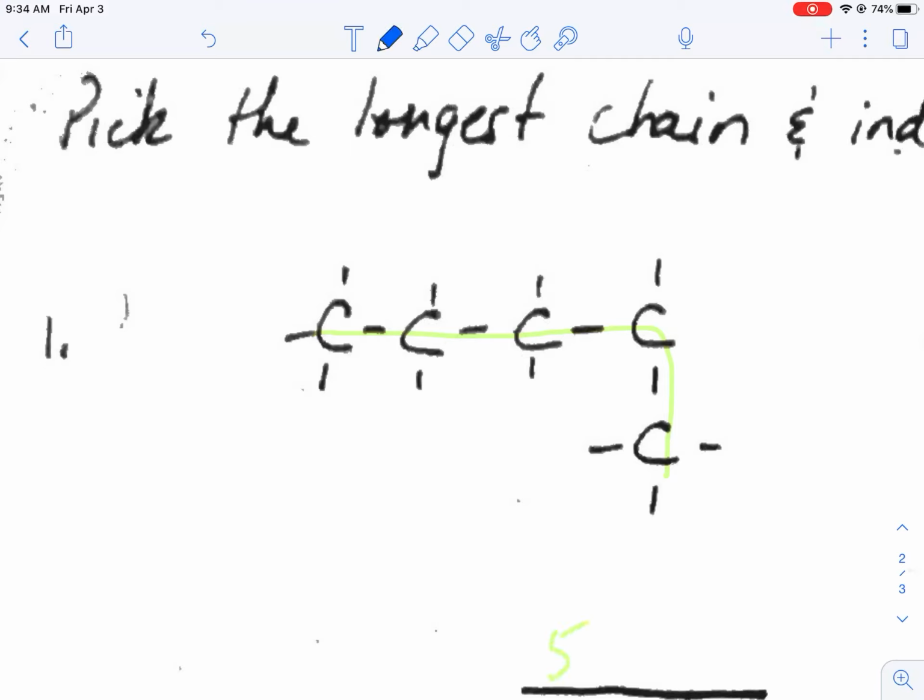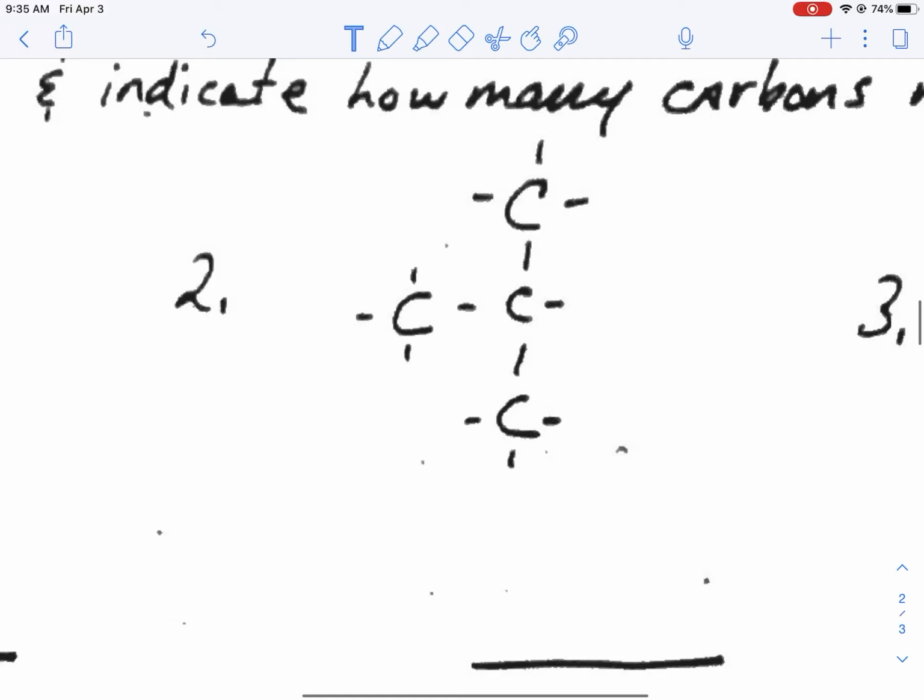All right, maybe I should use a different colored pencil. 5. Okay, going to the second problem. Remember, we can either go like this, that would be one option, or we can go like this. Either way, it's still going to get us the same name. I like straight lines, just preference, no biggie. But basically, that's my longest chain, and I have to remember 3.